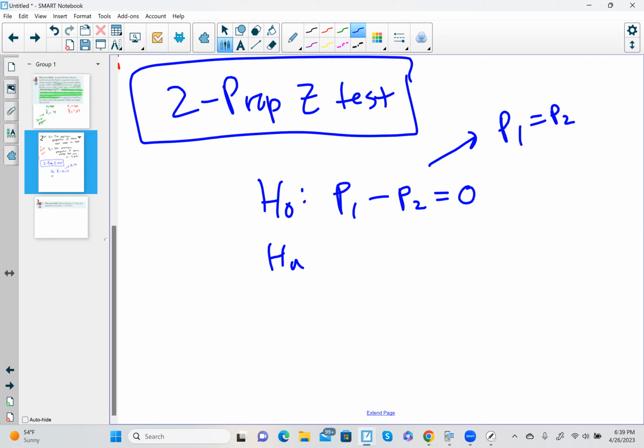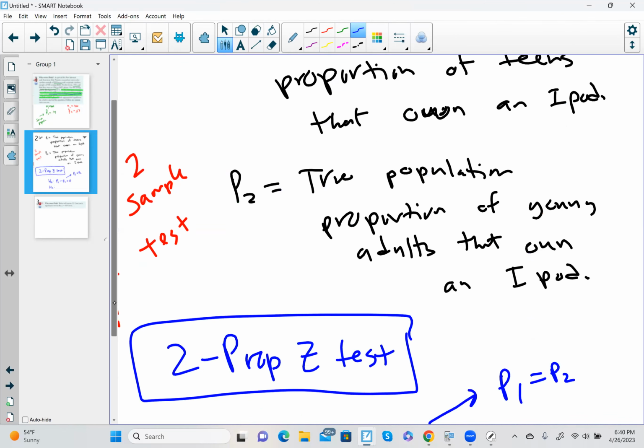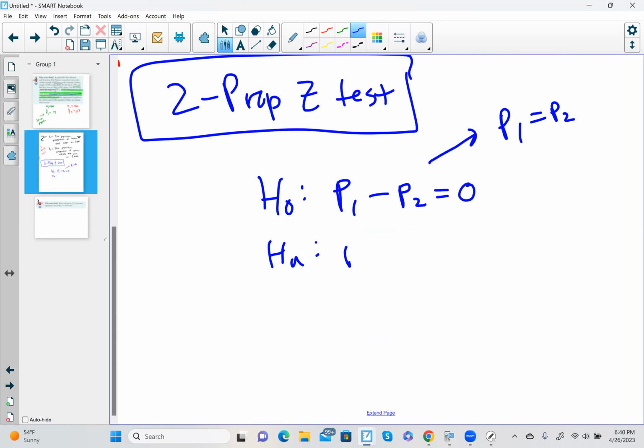HA, the alternative hypothesis, is going to be whatever the question wants us to answer. So let's take a look and see what they tell us. Do the data give convincing evidence of a difference in the proportions? So the way this question's worded, they're not saying that the teens are more likely to have it than the young adults. They're just stating, is there evidence of a difference? So since there's not a direction for this relationship, we're going to write p1 minus p2 does not equal 0. Okay, so that's what's happening there.